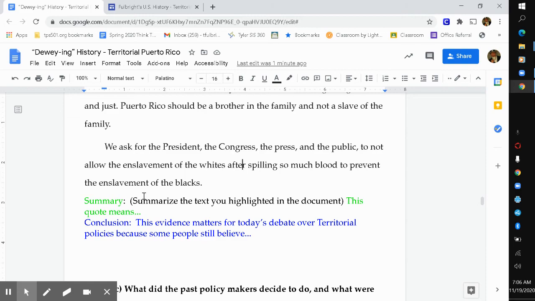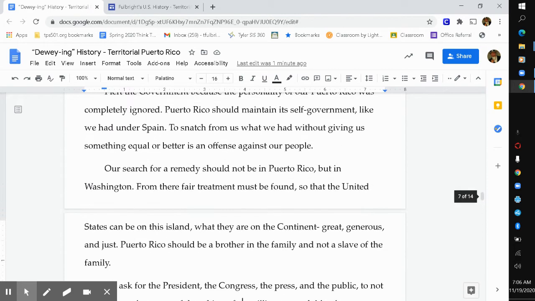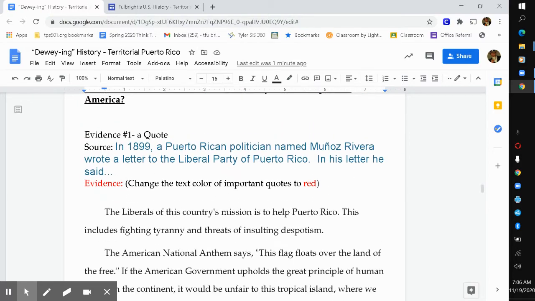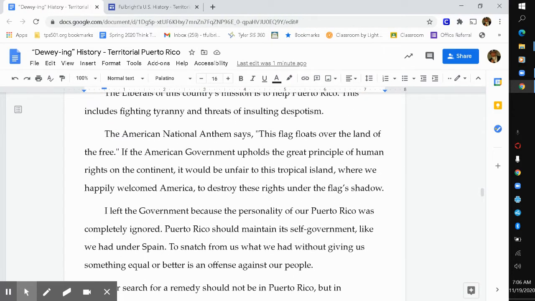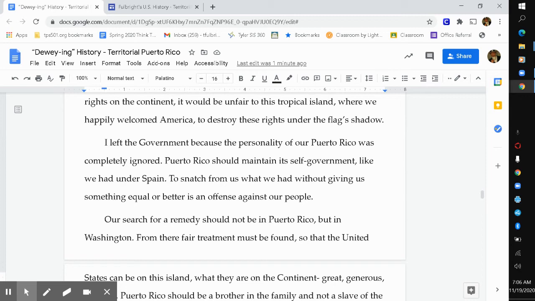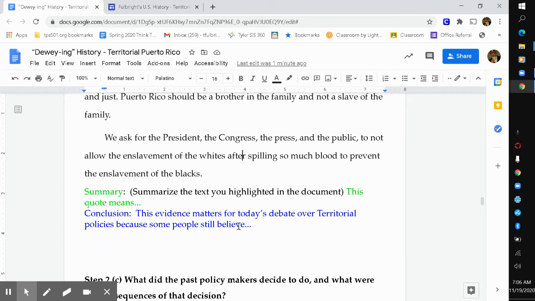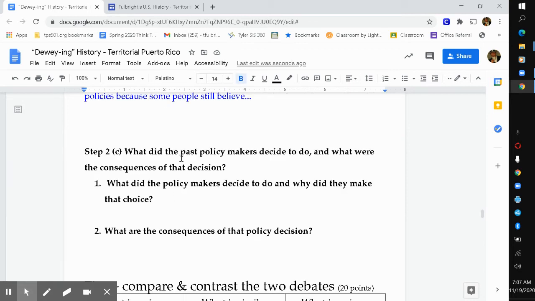That doesn't sound good. So what ideas are most important here? Why does Muñoz Rivera think that Puerto Rico should not be treated differently than the rest of the United States? And tell me why that matters for today's debate. Why do some people still believe Puerto Rico should be treated the same as all of the rest of the United States? So now we need to find out what policymakers decided to do, what the consequences of that decision were.